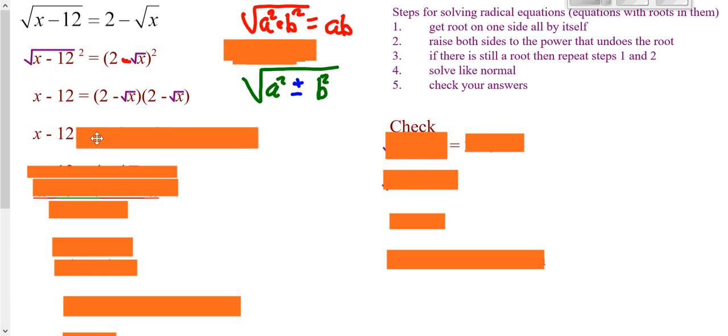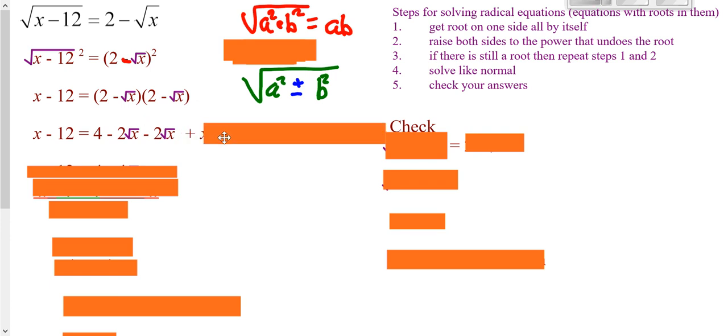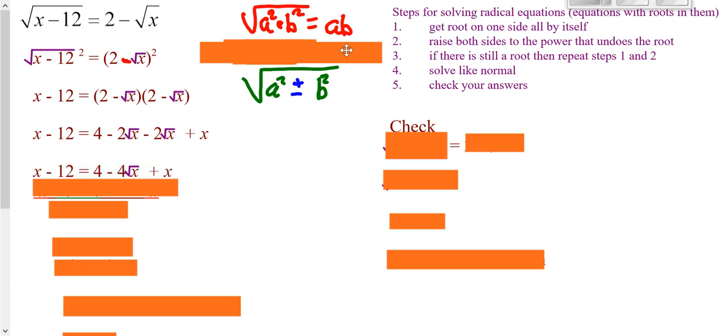So left side, we're not going to do anything. On the right side, we have 2 terms times 2 terms, so we just have to FOIL 2 times 2. 2 times that negative root x, negative root x times the 2, and then your negative root x times your negative root x. Now we can go ahead and simplify this just a little bit. We have some like terms on the right hand side. So now we are still left with the root.